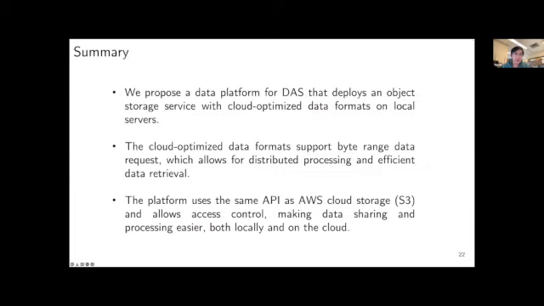To summarize, we propose a data platform for DAS that deploys an object storage service with a cloud-optimized data format. The cloud-optimized data format supports byte-range data requests and allows for distributed processing and efficient data retrieval. The platform uses the same API as AWS S3 buckets and allows access control, making data sharing and processing much easier, both locally and on the cloud.